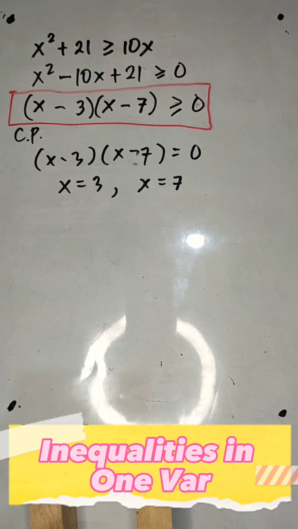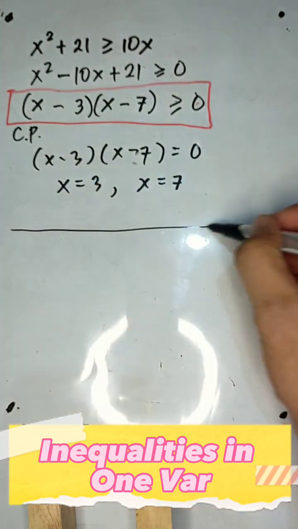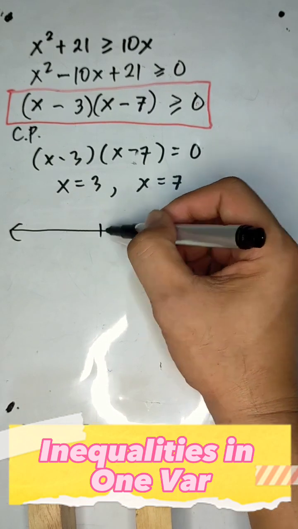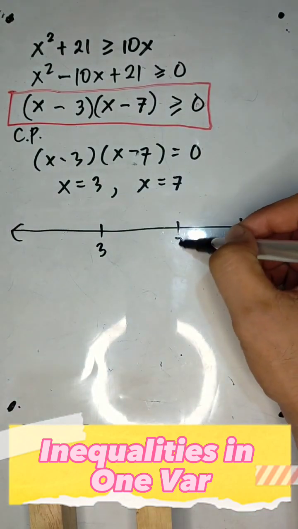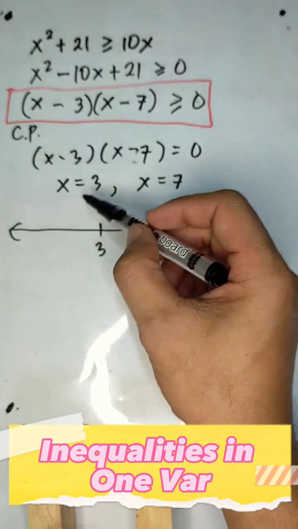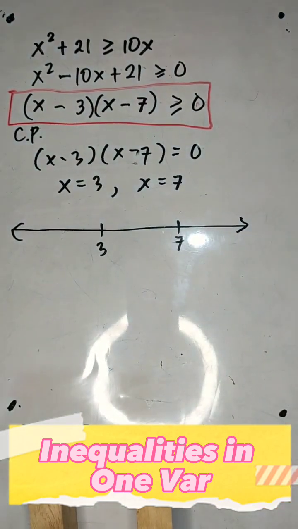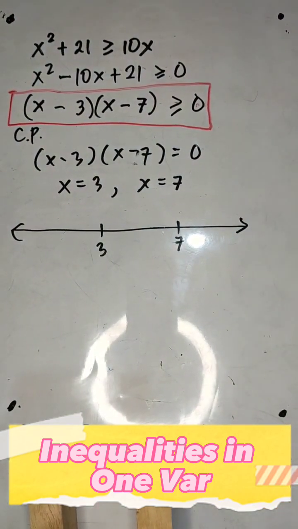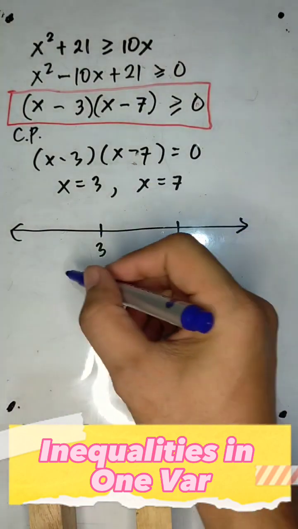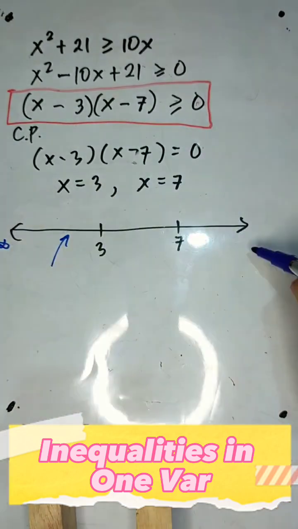Next, let's construct the real number line with our critical points in it. So we have 3 and 7. From the real number line, we form 3 intervals: 1, 2, 3. So what we're going to do next is to get test points from these 3 intervals. This is from negative infinity to positive infinity.